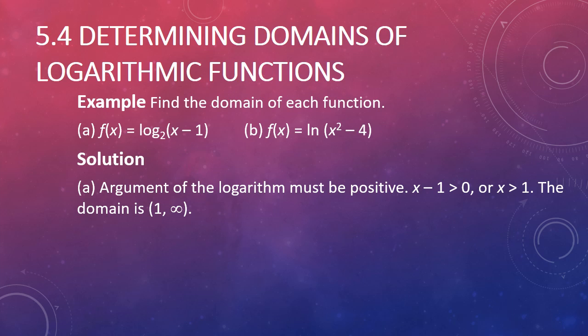Okay, for part A, the argument of the logarithm must be positive. In other words, the x minus 1 has to be positive, or greater than 0, because you can't raise 2 to a number and end up with a negative. So x minus 1 has to be greater than 0, or x is greater than 1. So the domain is from 1 to infinity.